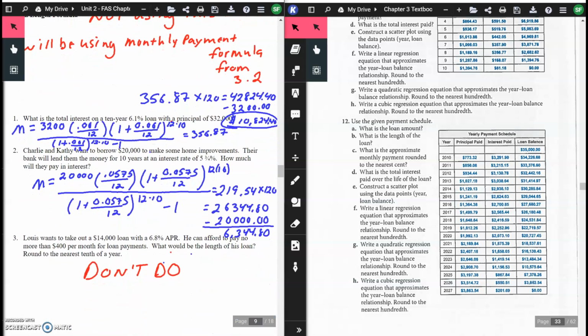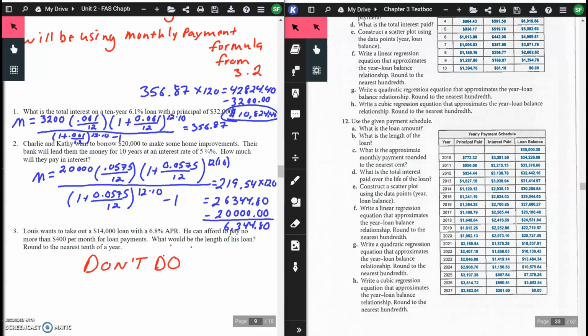Question number 1, it says, what is the total interest on a 10-year 6.1% loan with principal of $32,000? Okay, so I'm plugging all my numbers into my monthly payment calculator. Your principal is $32,000. Your interest rate is 6.1%. As a decimal is 0.061. You divide it by 12 times 1 plus interest rate over 12 again times 12 times the number of years. This is a 10-year loan. So your power is 12 times 10. And do the same thing in the bottom. Again, you're just plugging the key parts into your monthly payment formula from section 3.2.